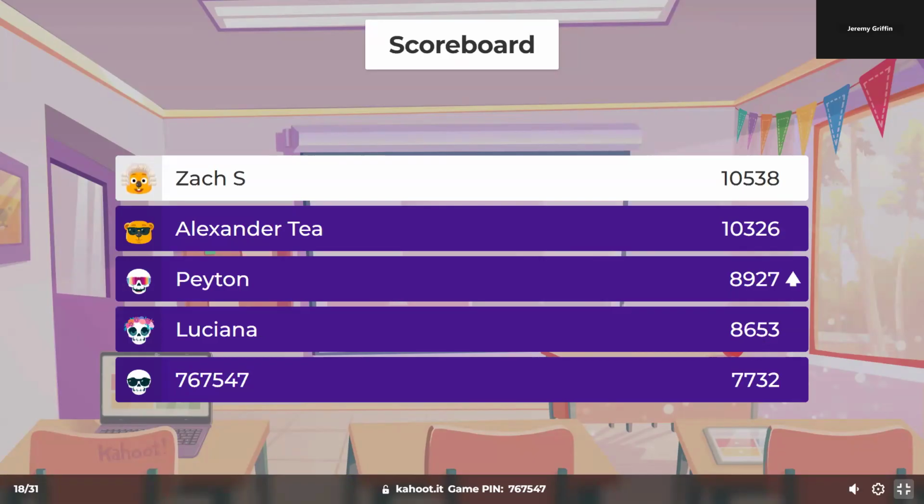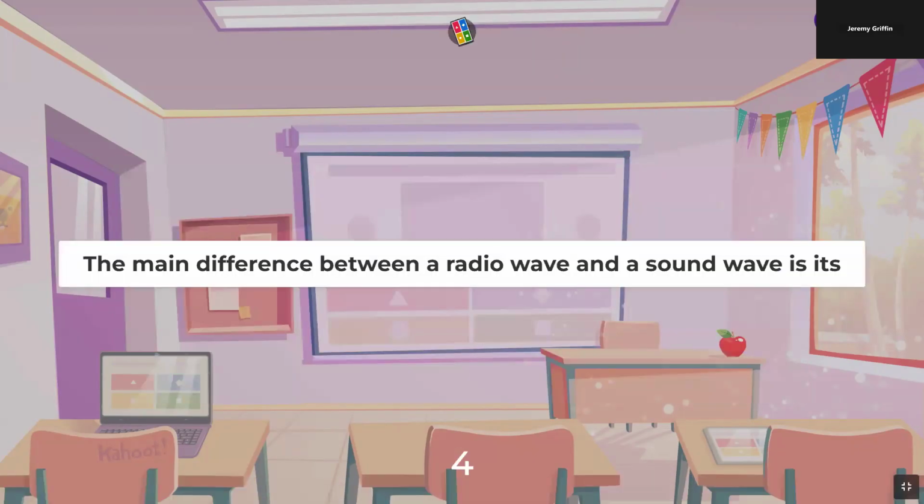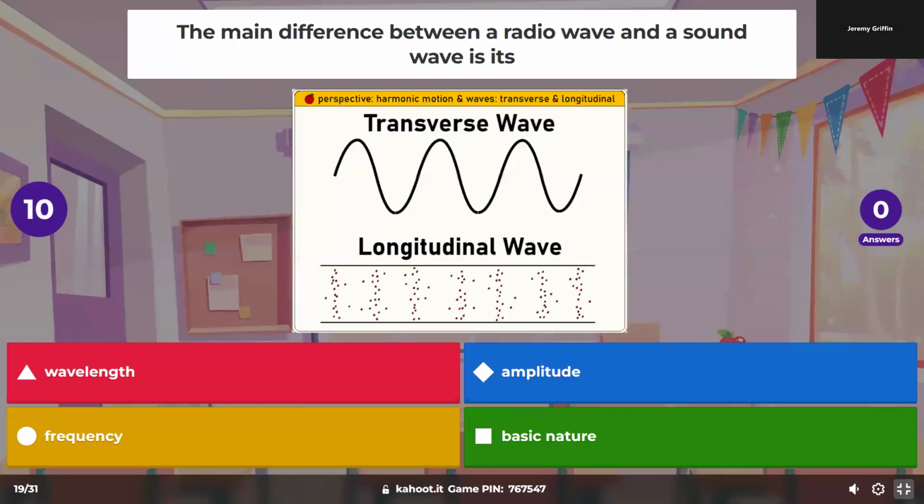Tommy Tito, Luciana, Peyton, Alexander, Jack. Main difference between a radio wave and a sound wave. Ooh.